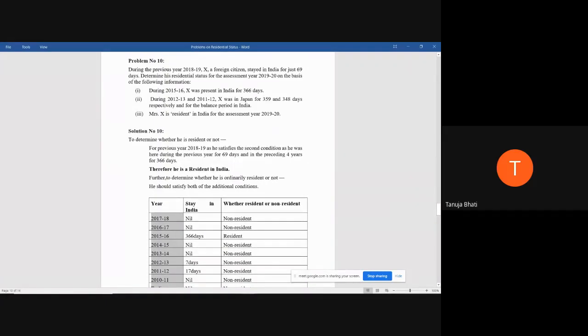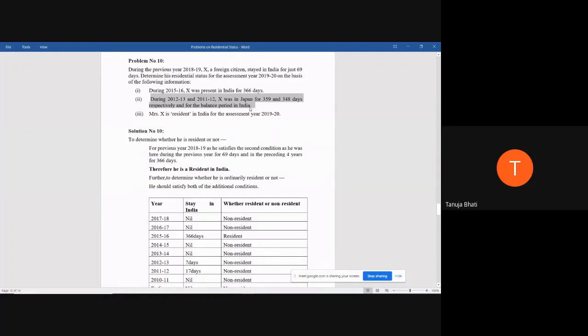So what is his stay in India in 17-18? He was not staying in India. 16-17, he was not staying in India. 15-16, he was staying for 366 days. 14-15, there is no information given. He was not staying in India. 13-14, not staying in India. But look at this second point. During 12-13 and 11-12, X was in Japan for 359 days and 348 days for the respective years.